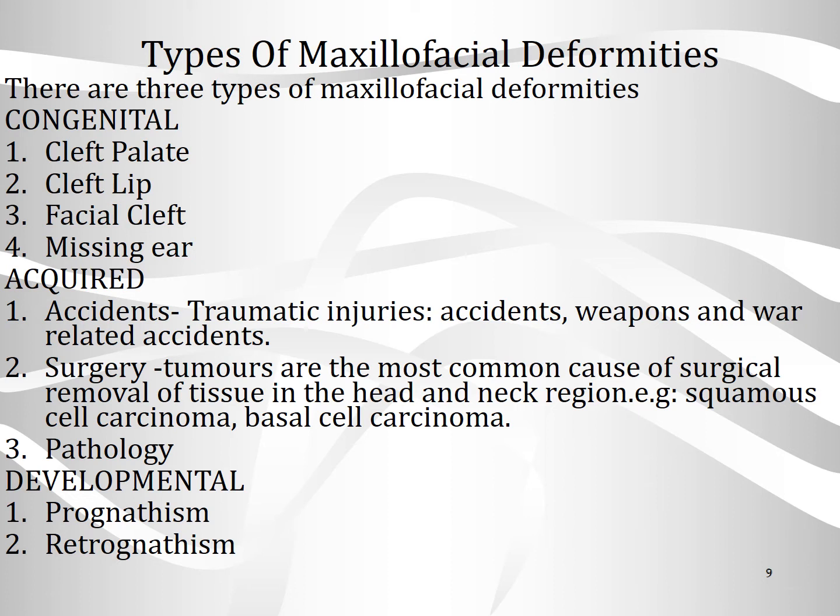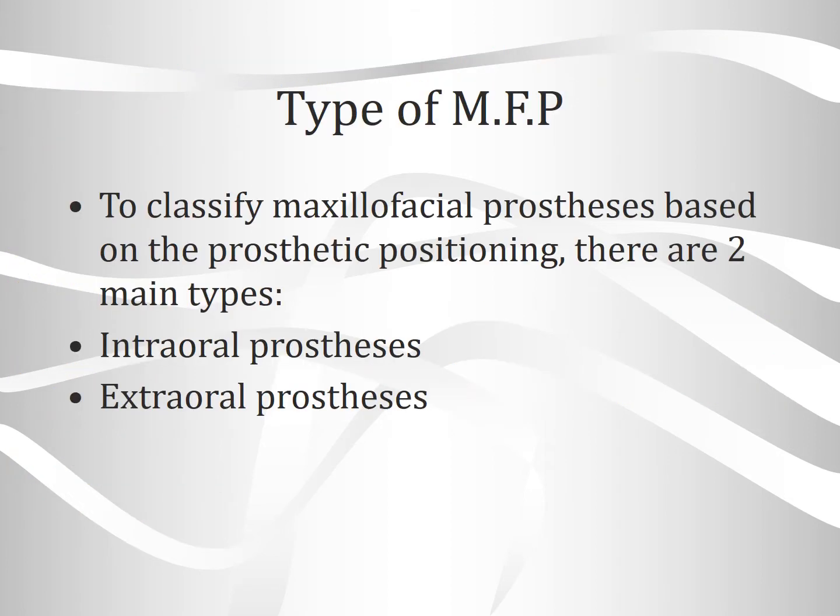Acquired defects can be due to accidents or surgery. So, due to accidents, it can be traumatic injuries. Due to surgery, it can be tumors, which are most commonly seen. Or the third one is a pathology. The developmental defects can be prognathism or retrognathism.